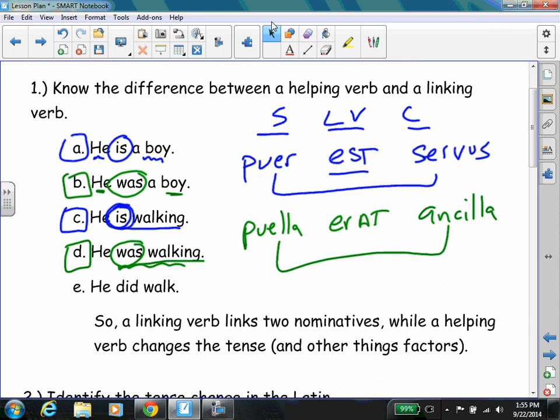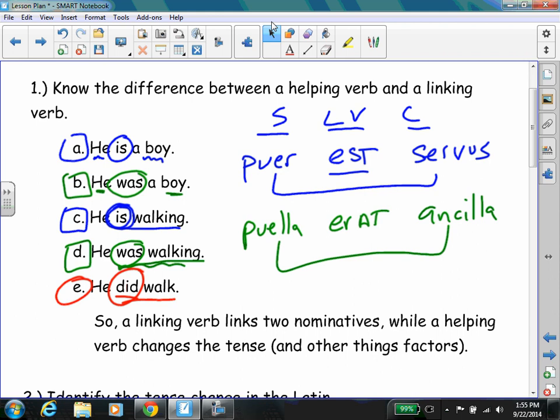And then finally down here at E, we have another type of helping verb. We have several types of helping verbs in English. Did is the one that we're going to use with the perfect tense, so that's why I left it here. It is helping walk, determining what tense it is. So a linking verb links two nominatives together, while a helping verb changes the tense of the word in English.